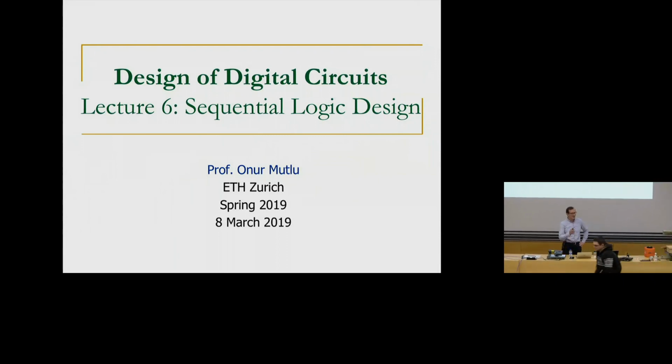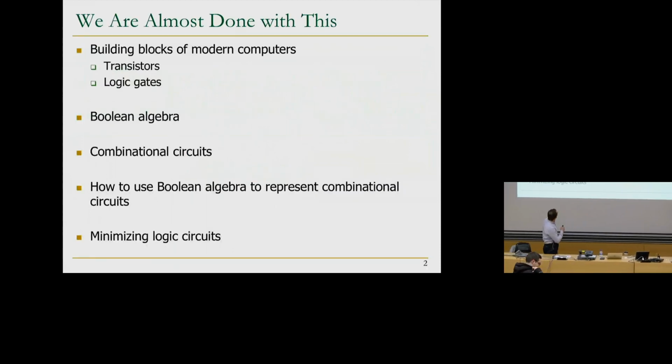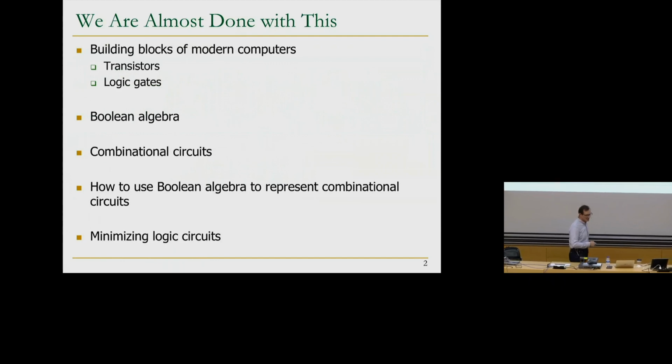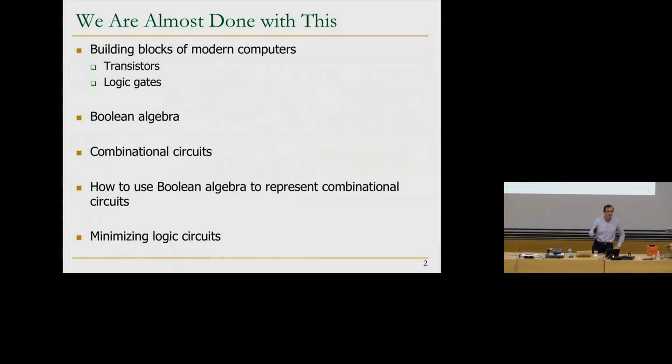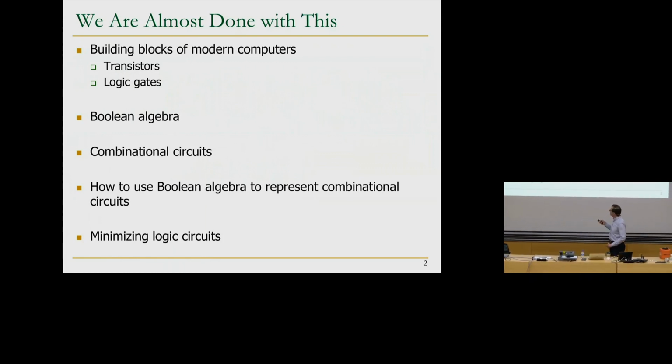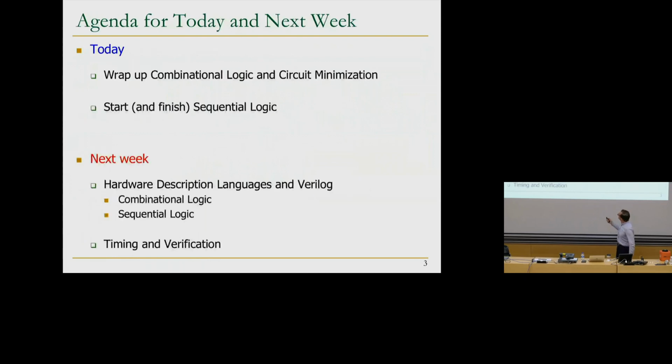Okay, so remember we were covering this yesterday, and we're almost done with all of this actually. We started from transistors, built logic gates, talked about Boolean algebra, talked about combinational circuits, different combinational elements, and then talked about using Boolean algebra to represent, and then reduce combinational circuits. And we were at the point of minimizing logic circuits, and I'm going to cover that a little bit more today. We're going to wrap up combinational logic, and we're going to start sequential logic.